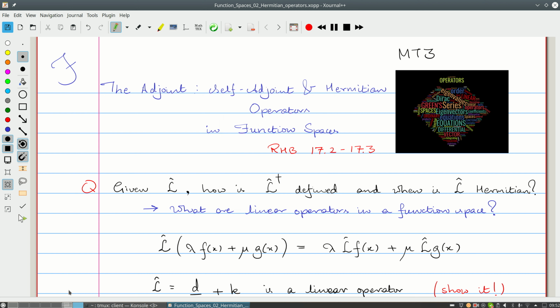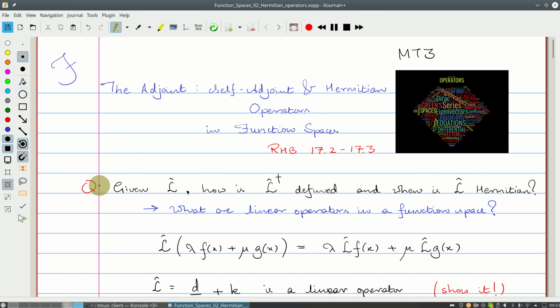In this session, we continue our exploration of function spaces by looking at what we mean by the adjoint of an operator, what is a self-adjoint, and what are Hermitian operators in these spaces. Now, in this particular recording, we'll be covering material from Riley, Hobson and Bence, 17.2 to 17.3.